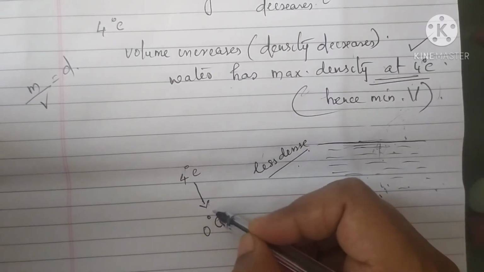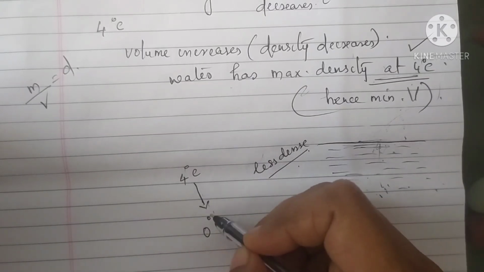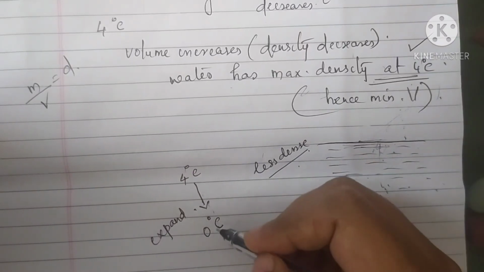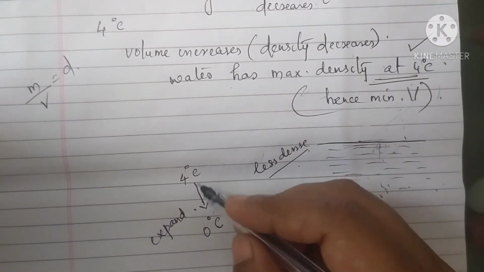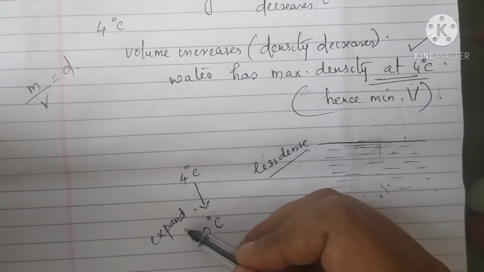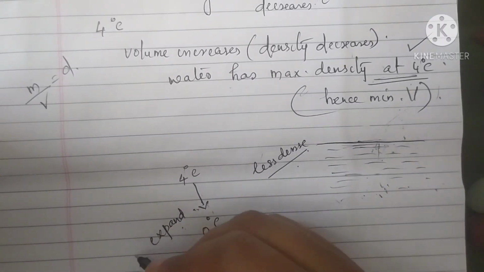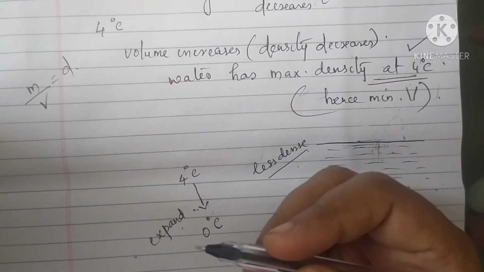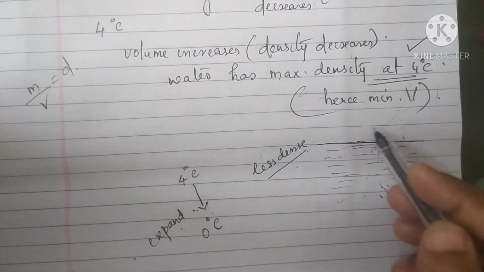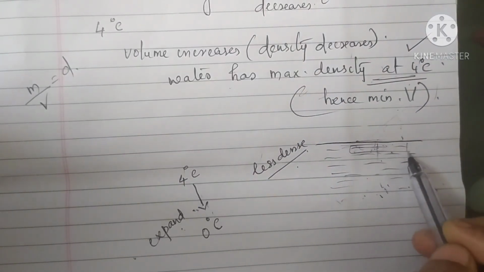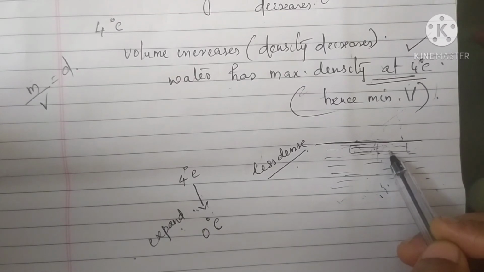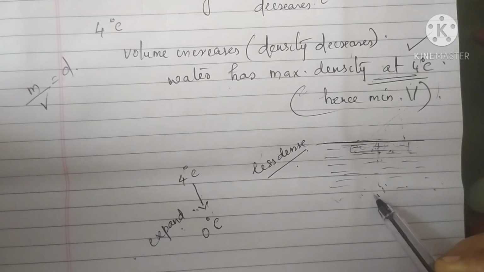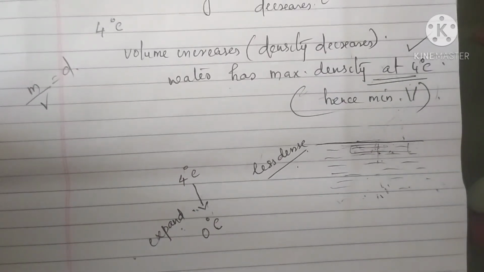cooling towards 0 degrees Celsius, what will happen? Instead of contraction, it will expand. If it is heated from 0 to 4 degrees Celsius, instead of expansion, it will contract. So here it is expanding. As a result, the volume increases and density decreases. So less density means it will remain at the surface where it freezes. This phenomenon allows the marine animals to remain alive and move freely near the bottom.